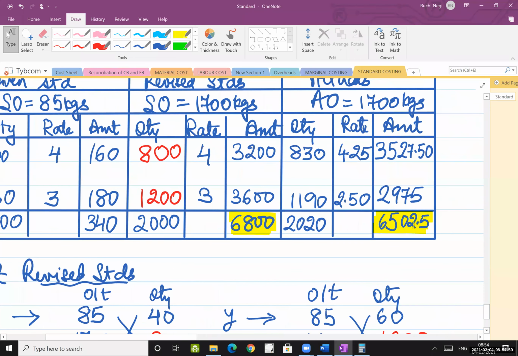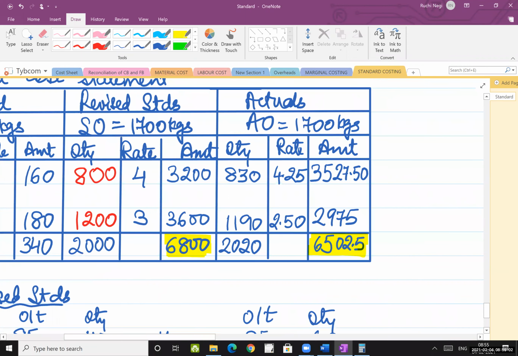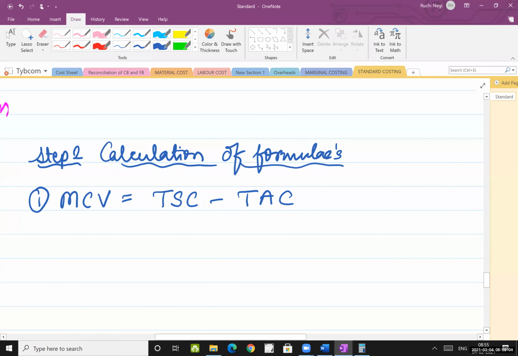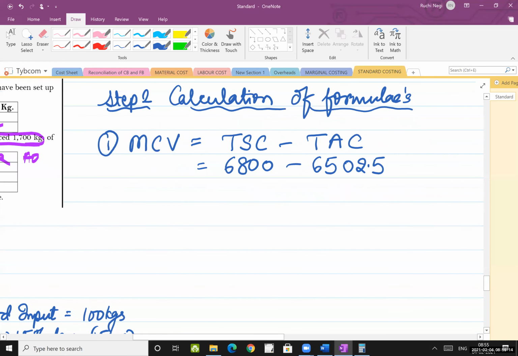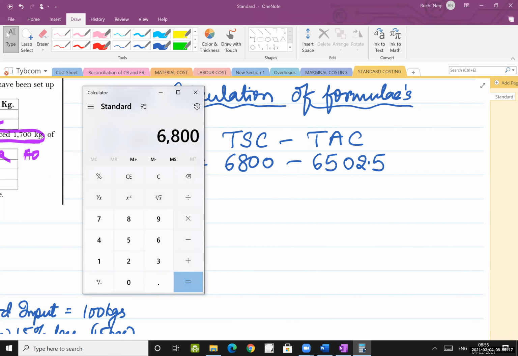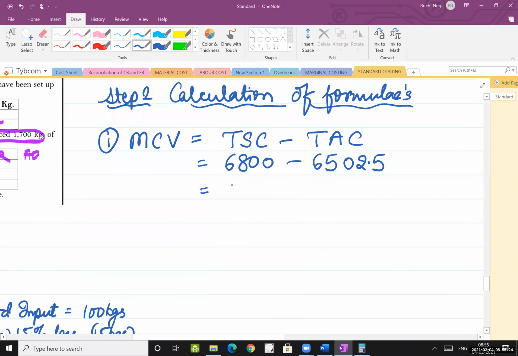6800 and 6502.5. So 6800 minus 6502.5. Take it on the calculator. So it's coming 297.5 positive, 297.5 F. Okay, so this is my first answer. Next.